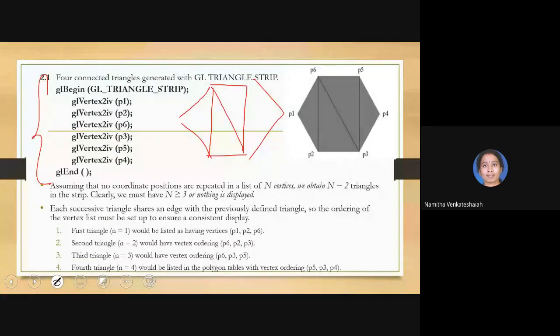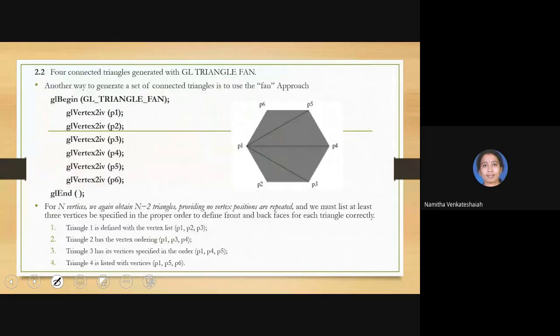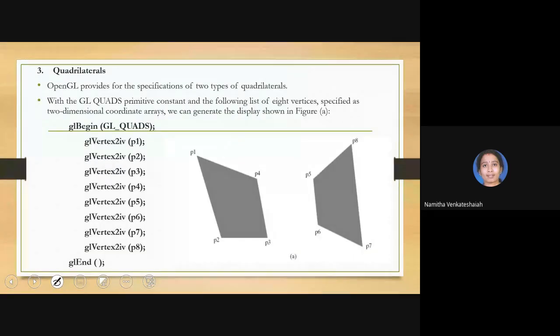Look here: P1, P2, P6, and P2, P6 is considered as the next edge for the next triangle. Here, P1, P2, P3, and P1 and P3 is considered as the edge for the next triangle. Be careful about it.